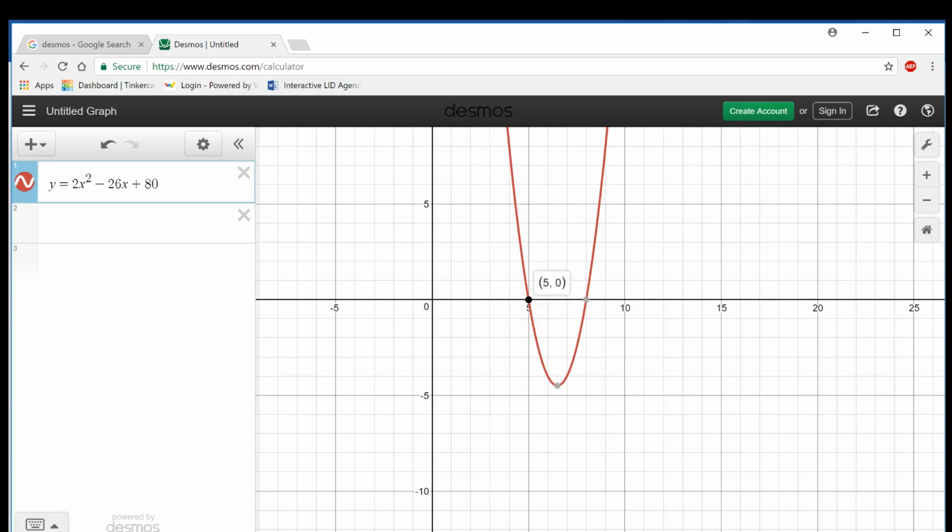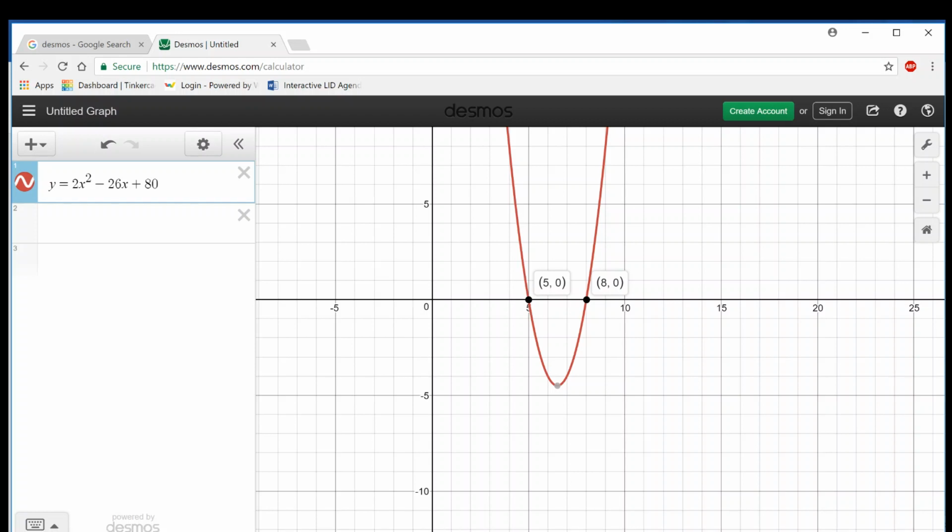So these two points here, if you click on them, it gives you the values. Those are your roots, or your x-intercepts, or your zeros. So (5, 0) and (8, 0) would be the answers for your zeros, or your roots.